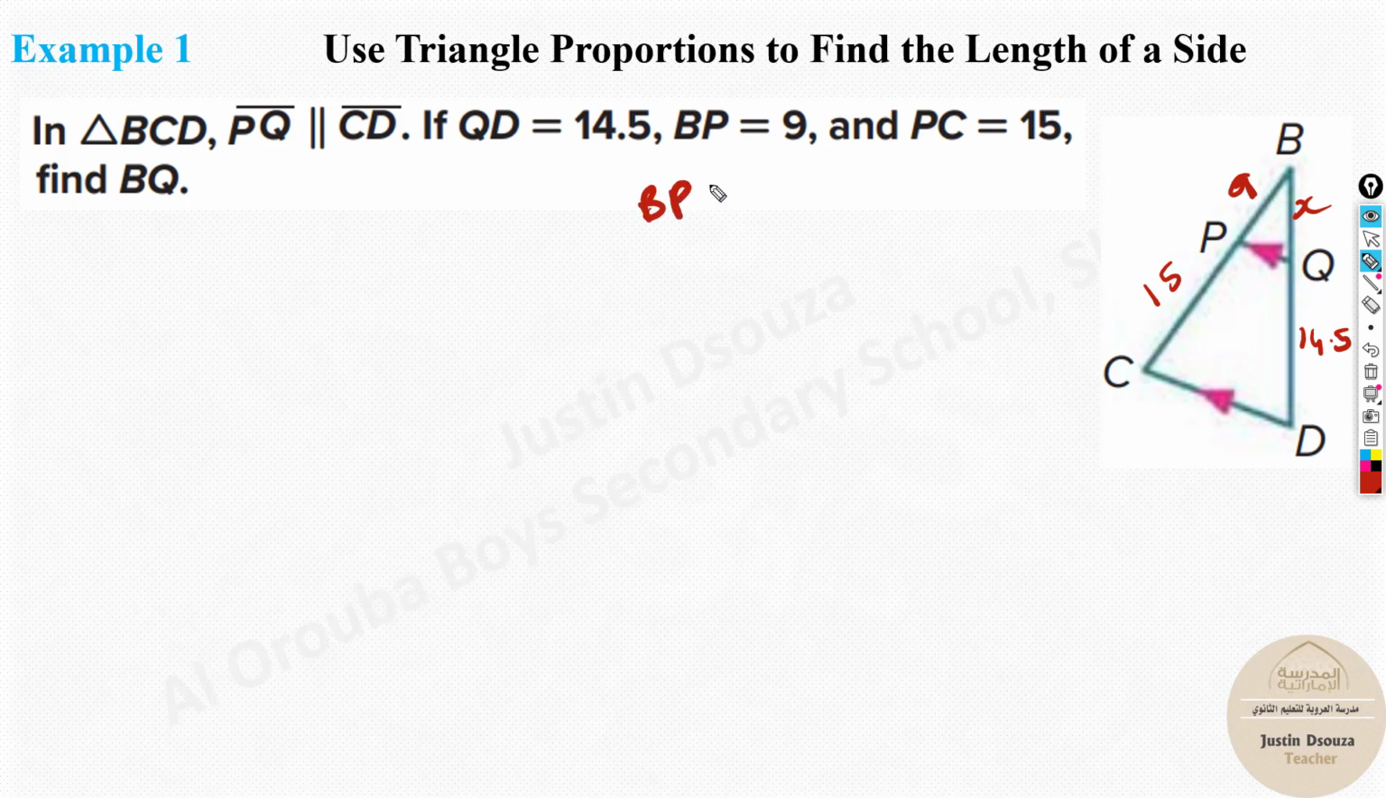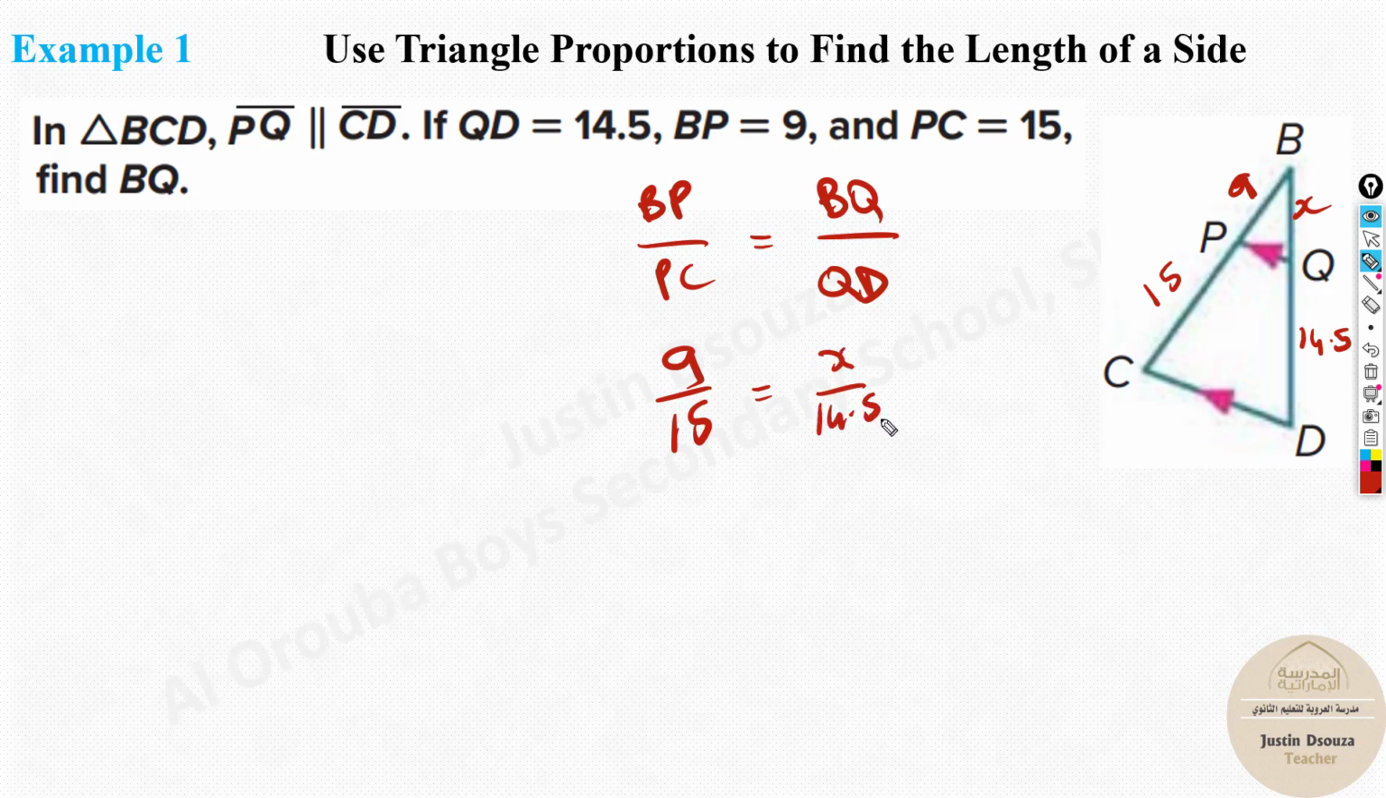It will be BP by PC, that must be equal to BQ by QD, where BQ is X. Now you just substitute the values. BP is 9 by 15, that will be equal to X by 14.5. You just take it to the other side. Here it will be 3 by 5 into 14.5, that is equal to X.